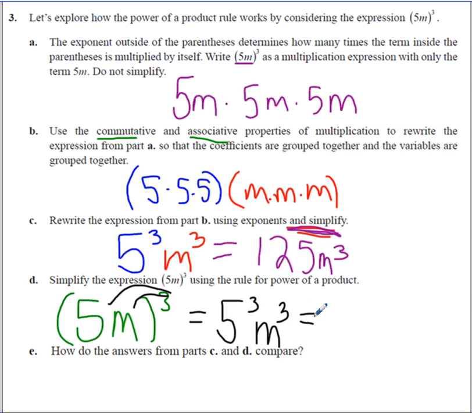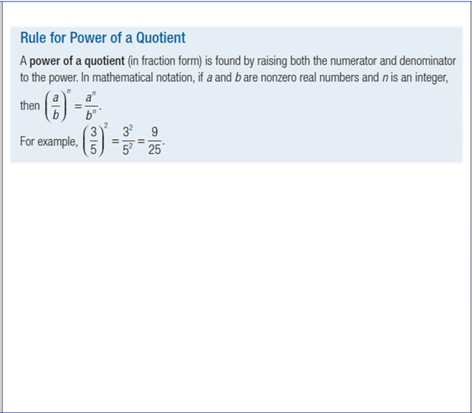Which still evaluates down to 125 m cubed. So again, we get the same answer no matter how we choose to show the work. And the same is going to be true whether you have the multiplication or division with our quotient. And so we're also going to distribute what's outside into both parts, the numerator and the denominator.